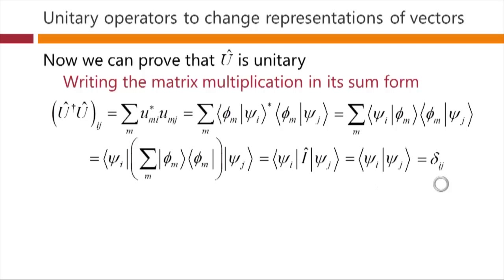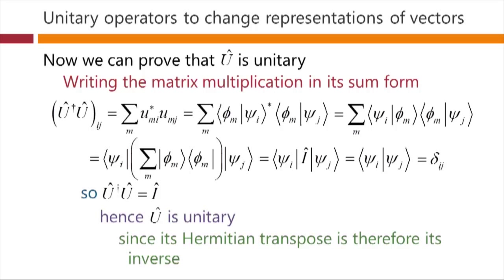And of course, that's just the Kronecker delta, because these are orthogonal and actually orthonormal functions. So that means that since we get this for every single one of the elements in this product here, what we have actually is a diagonal matrix with ones down the diagonal. And that just means that the product of u dagger times u is equal to the identity matrix. So that means that u is unitary, because its Hermitian transpose, the u dagger, is behaving as its inverse, and that's a definition of a unitary matrix.